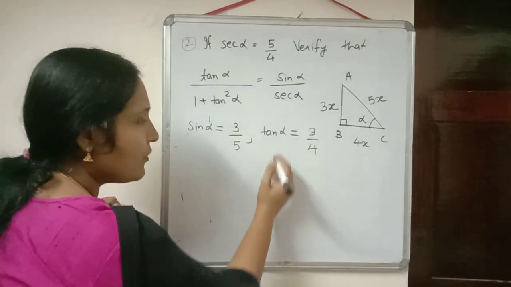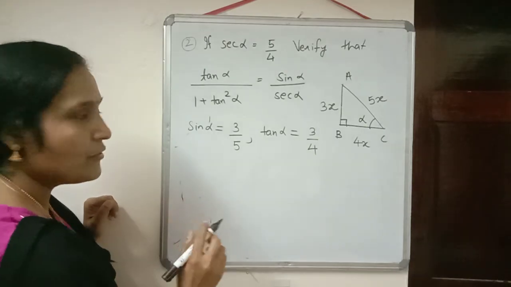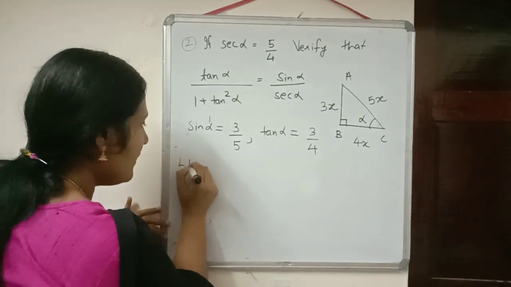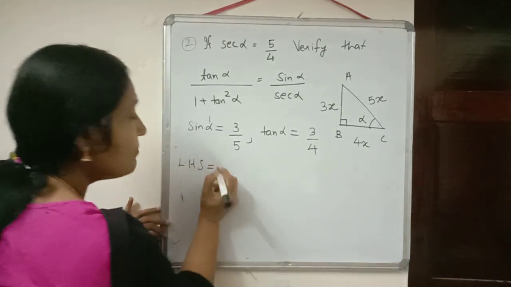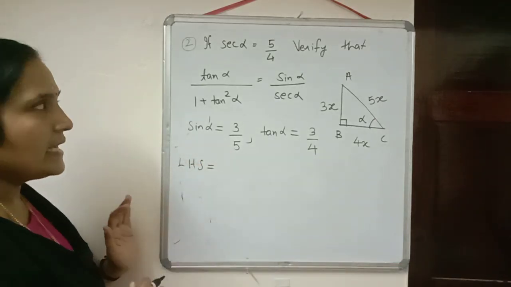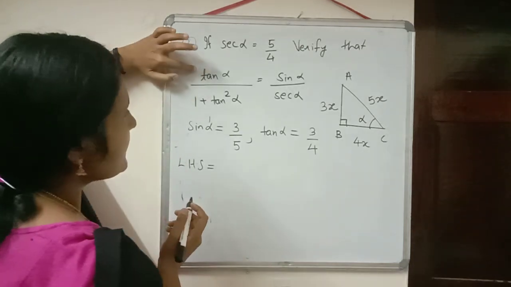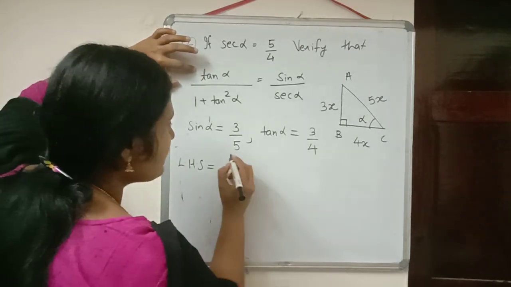So don't write both of them. Write they are equal. That we have to prove. So whenever you have to verify or prove something, prove that the value of left hand side and right hand side is equal. So now we'll simplify left hand side. In left hand side what is written? Tan alpha. So now we'll substitute the value.